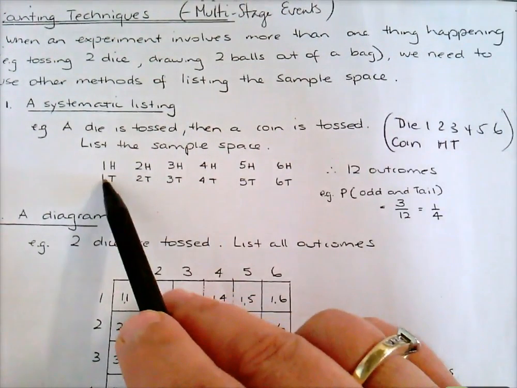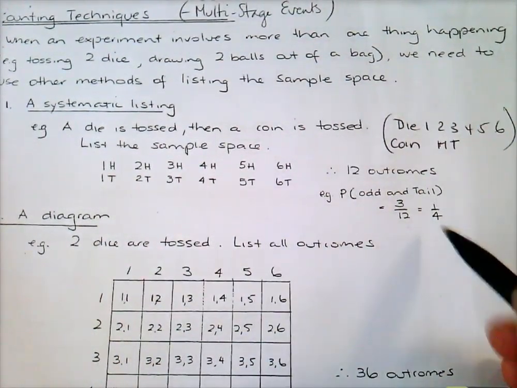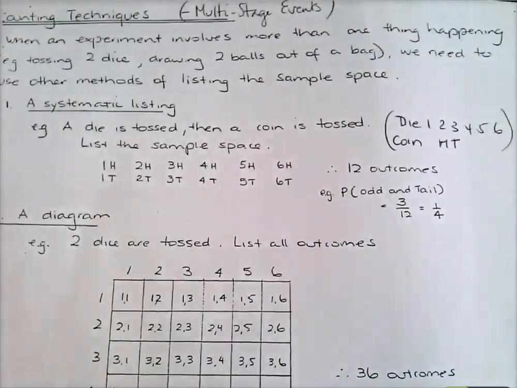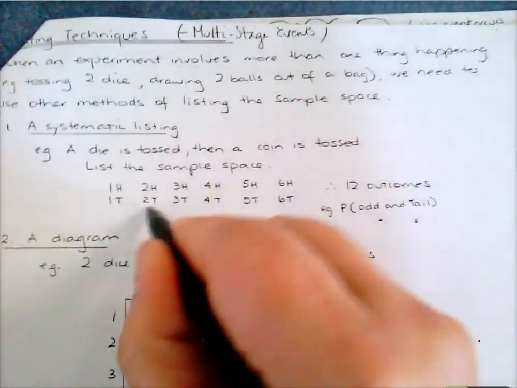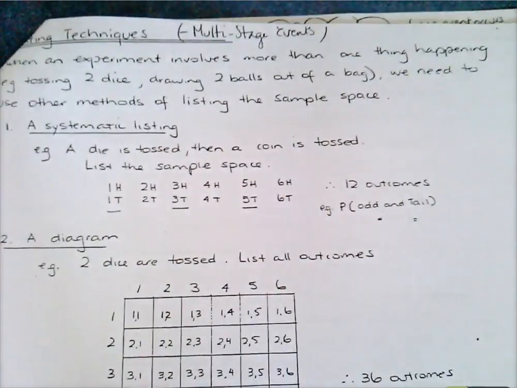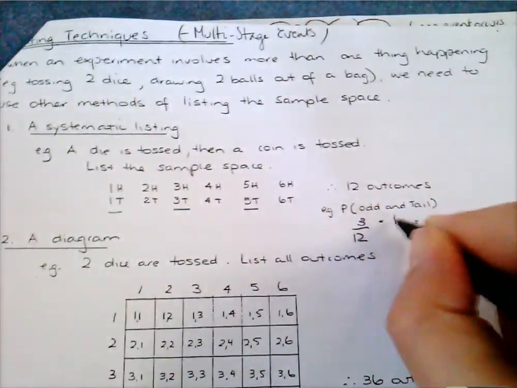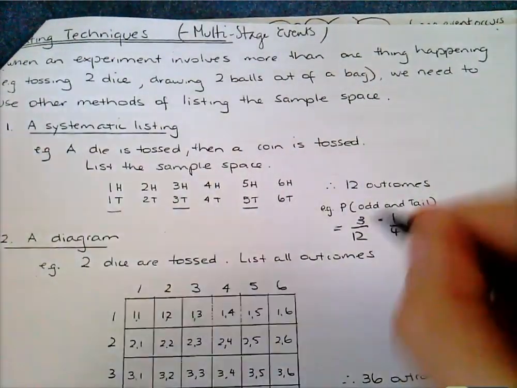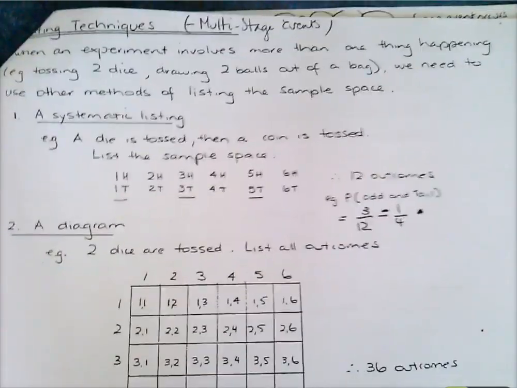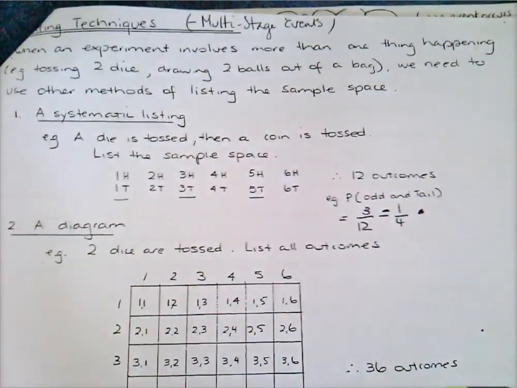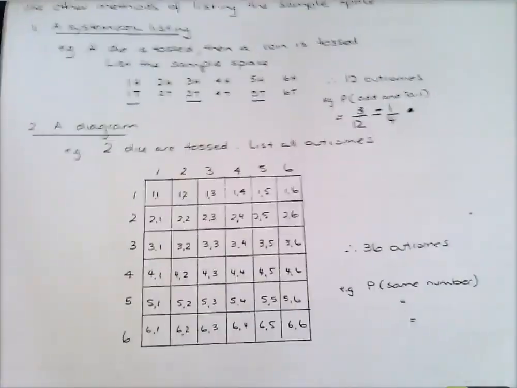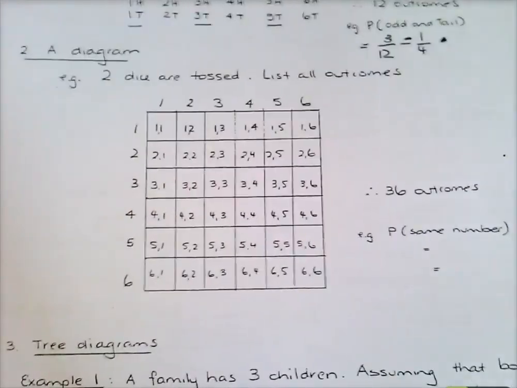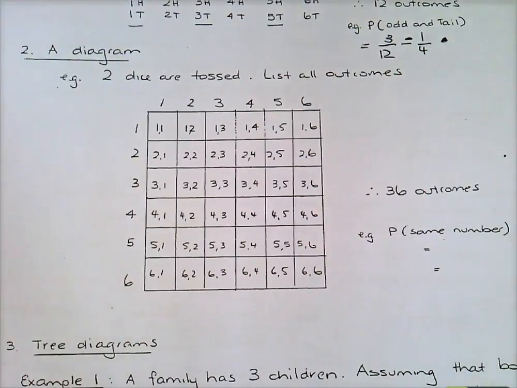And I might give you an example. The probability of having an odd number, I should have rubbed these out. Probability of an odd with a tail. What have you got? Odd and tail. You've got 1, 2, 3 out of 12, which is a quarter. Oh, wrong one. Here we go. Sorry. The probability of odd and a tail is 3 out of 12, which is a quarter. Okay, that's okay because there's only 12. You could have done a tree diagram as well, okay? I don't tend to list, but you can sometimes.